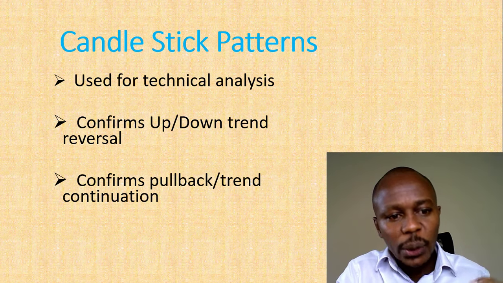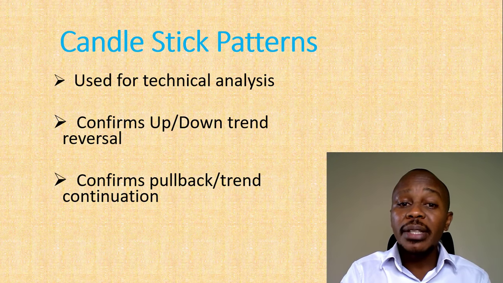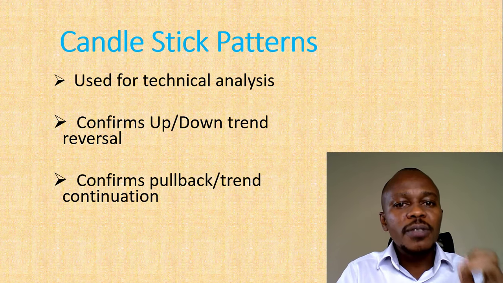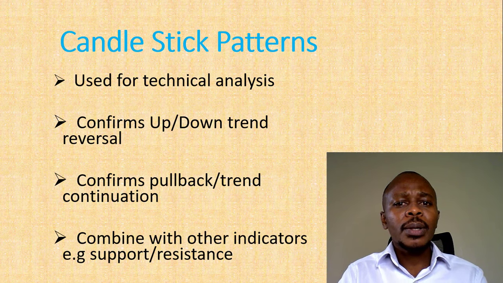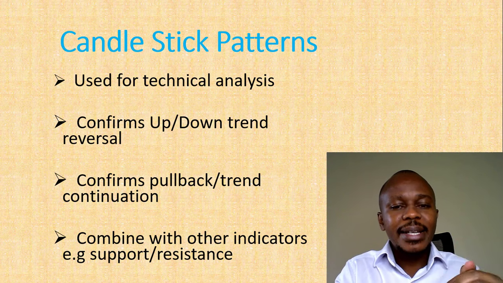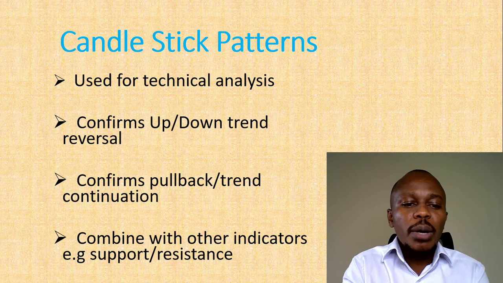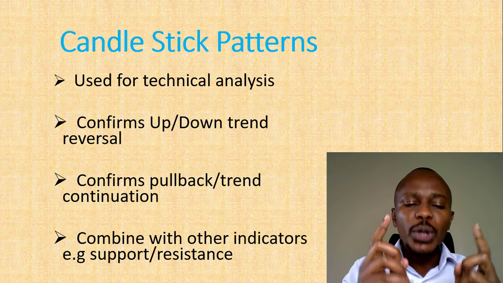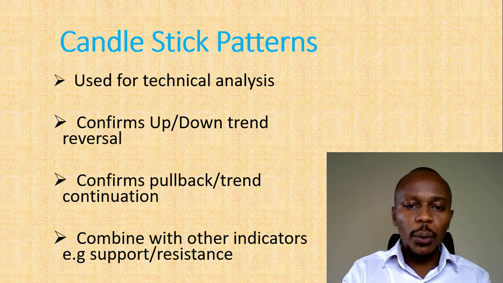But it is important to note that you cannot just rely on the candlestick patterns only to determine these two major events. You need to combine with other indicators. And one of those very important indicators to work with is the support and resistance. What do we mean? We mean you need to check at what point are these candlestick patterns forming. They might form at a point of no interest, a point whereby you cannot say there is a major support or major resistance. You need to look at these points first before you identify the candlestick patterns to work with.